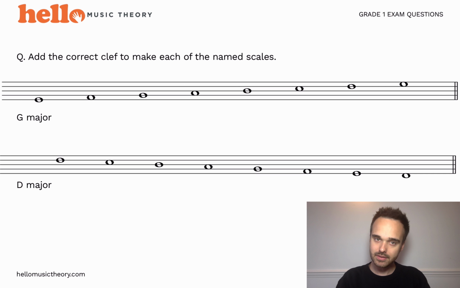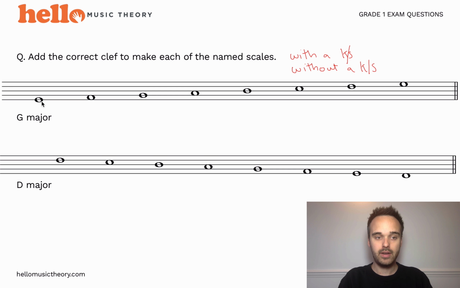Okay, so the next type of question you'll see is where you'll have a stave of notes with 8 notes of a scale, but it will be missing a clef. And they'll ask you to add the correct clef to make each of the named scales. Now again, they could ask you to do it with a key signature or without. You need to make sure that you're doing the one they're asking for, without a key signature, KS. So let's imagine that this one they're asking without a key signature.